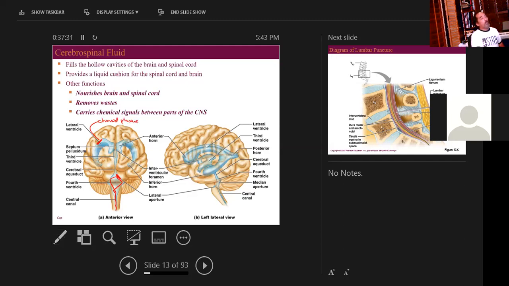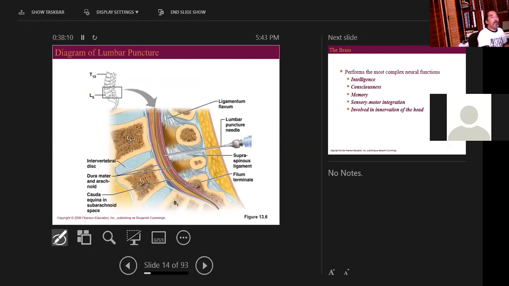So choroid plexus are actually blood vessels, arterial blood vessels that give off this fluid into the ventricles. So the cavities in the brain are called the ventricles. The fluid inside the brain cushions the spinal cord and the brain. It also nourishes the brain and spinal cord. It also removes waste and carries chemical signals between parts of the CNS. Okay? So we're going to be looking at those ventricles again once we go to the brain. But right now, we just note that the central canal of the spinal cord connects with the ventricles of the brain.